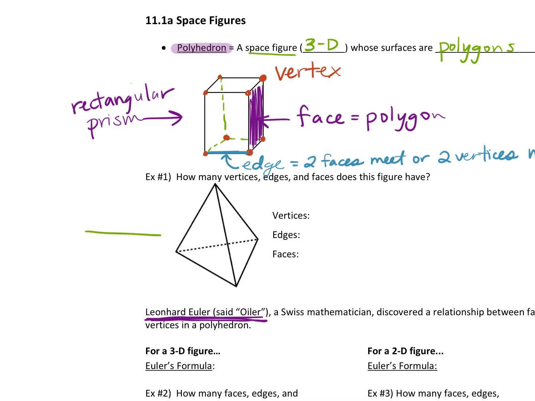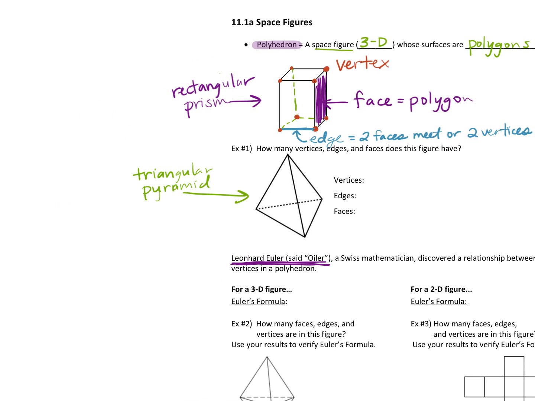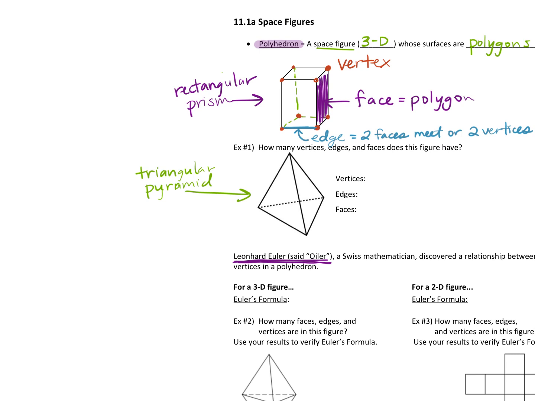Anyone think they know what this one would be called? Triangular prism. What'd you say, Jared? Pyramid. Wow, you're right there. A triangular pyramid. This is a triangular pyramid. What's a triangular prism? Try to draw a triangular prism right now.